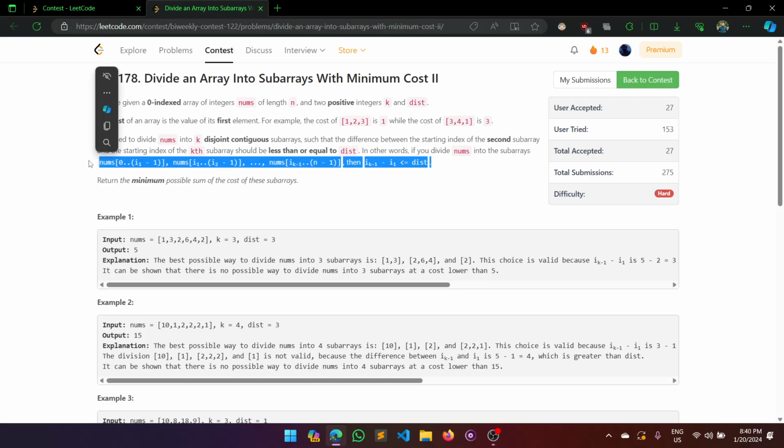But the problem is we would have to consider the sum, right? The sum of six elements.